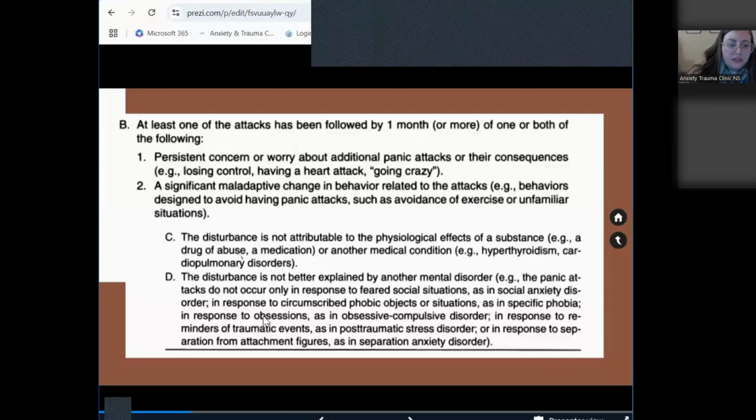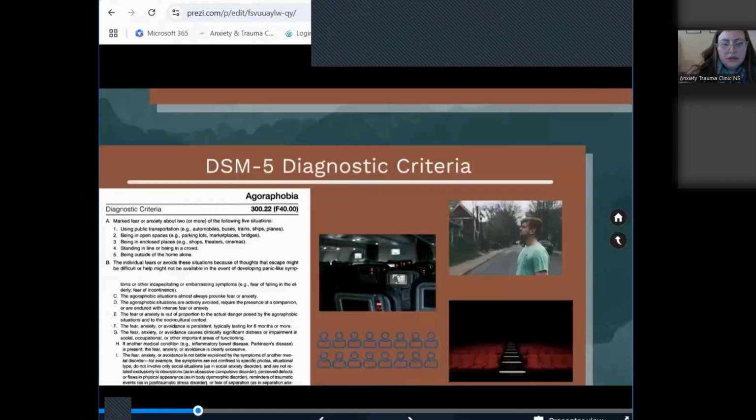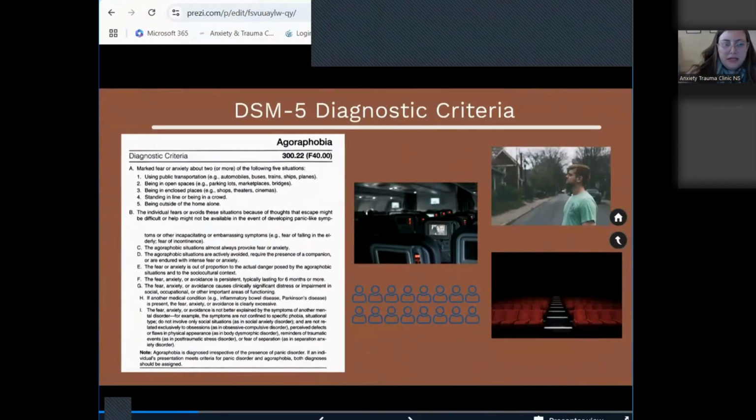In response to circumscribed phobic objects or situations, as in specific phobias as well, OCD, things like that. So there were some major changes to agoraphobia, like I said before, when they separated it from panic disorder. And so this stuff is fairly new. They are no longer paired together and not attached by any means. So agoraphobia requires that the individual must meet and experience 2 out of the 5 categories.